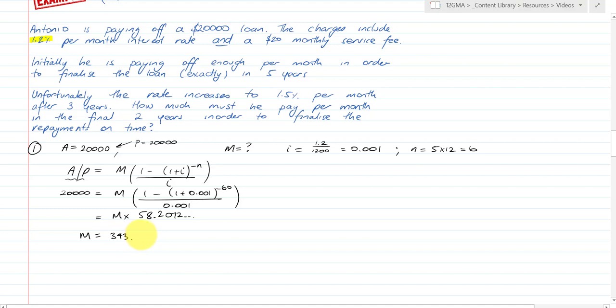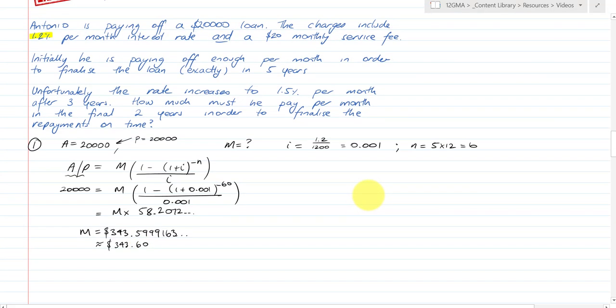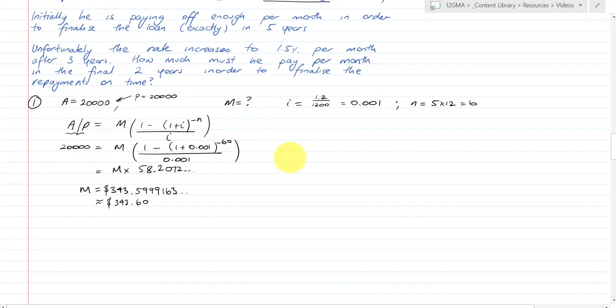343.5999163. Now, I am feeling pretty comfortable about rounding this because of that 5999, but again, we have to be really careful. So we'll say that goes on forever. That's the dollar amount, and 343.60. But of course, we have to take into account there's a $20 monthly service fee.